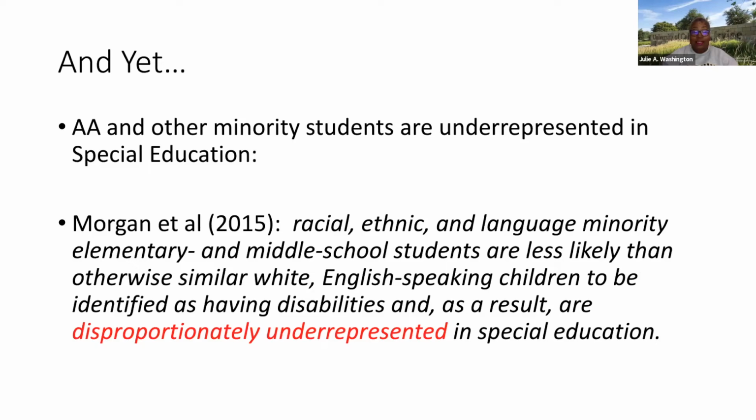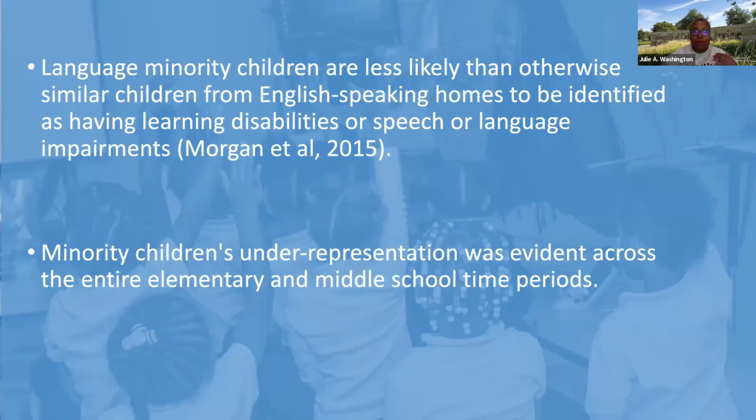So that's the kind of thing that Morgan et al. found. And what we found was that in that category, speech and language impairment, where we used to think African American kids were overrepresented, they are now underrepresented. It's a huge pendulum swing. And the same is true for learning disabilities. So we see underrepresentation in these two major categories for the entire elementary and middle school time periods.